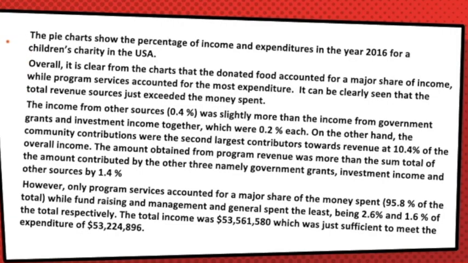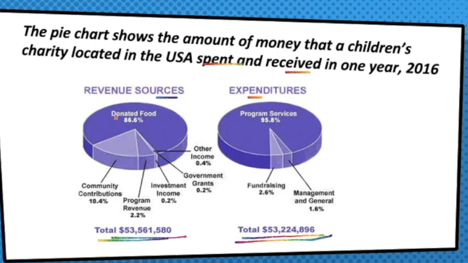As we see the pie charts, because this is not a single pie chart, we'll say pie charts show the percentage of income and expenditures in the year 2016 for a children's charity in the US. Right, now we are going to write the overview. If we see, we can say that donated food is the highest contributor of revenue and the amount of expenditure incurred was the highest on program services. This is 53 million and this is again 53 million, so it is 561 and this is 224. So barely able to cover, right?